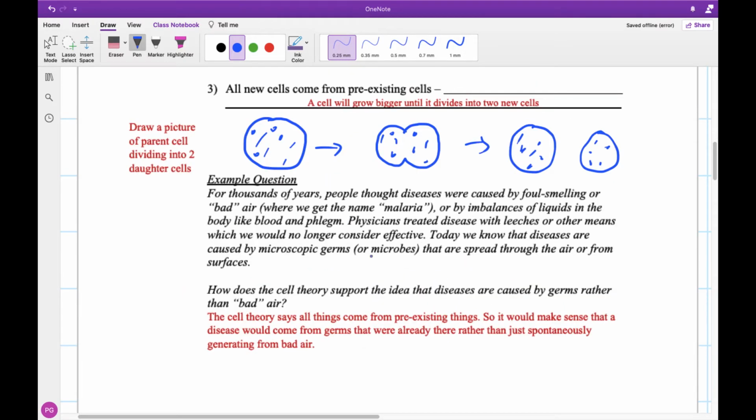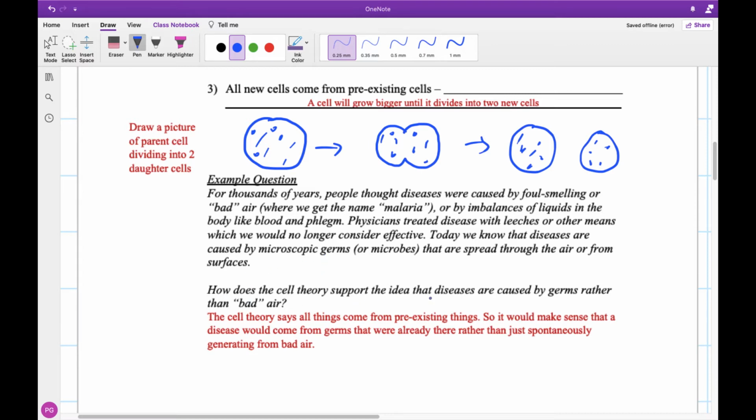Now, for thousands of years prior to cell theory, people thought diseases came from all sorts of places, for instance, foul-smelling or bad air, which is where malaria comes from. For those of you that speak French maybe, mal means bad, and area sounds like air. They also thought it was potentially imbalances of liquids in the body like blood and phlegm, and they treated this by using leeches or other means that we wouldn't really use today. So now we know that diseases come from microscopic germs, microbes that are spread through the air or on surfaces. These can come in the form of bacteria or viruses.